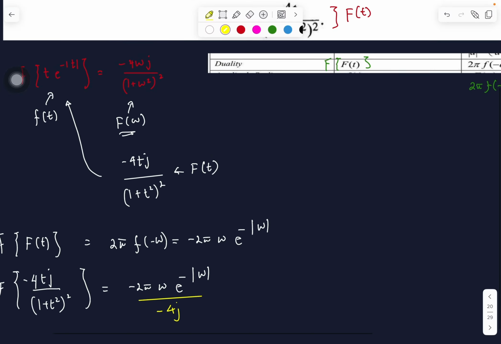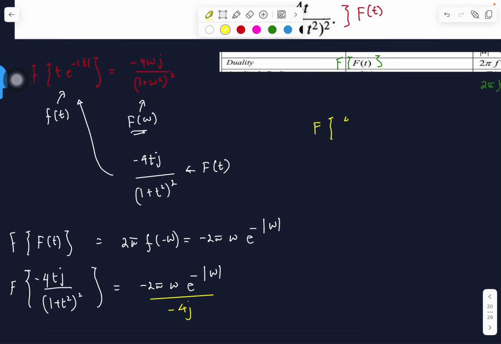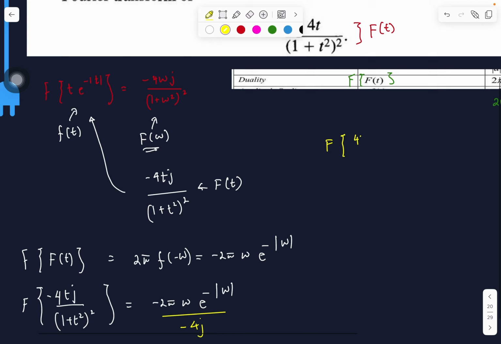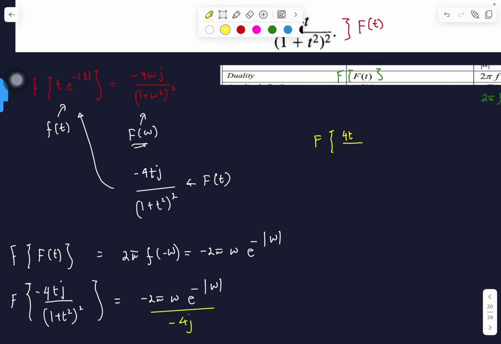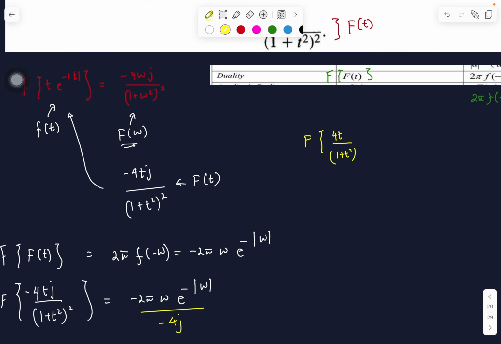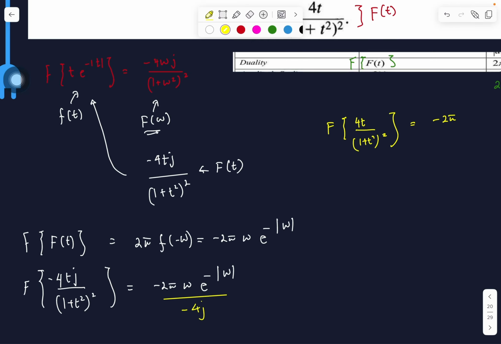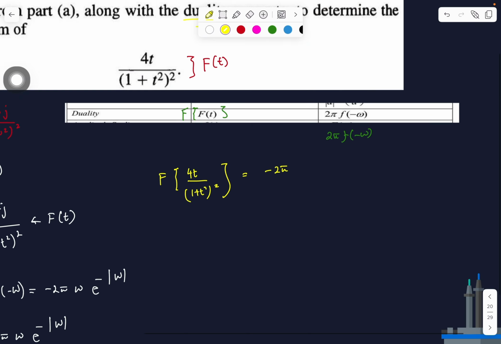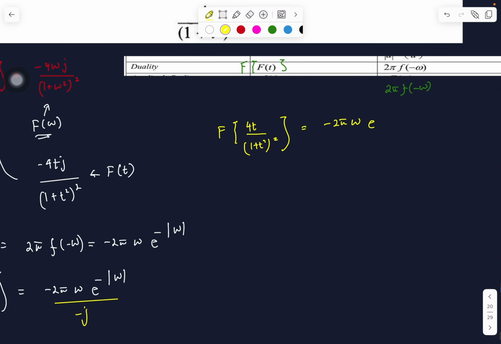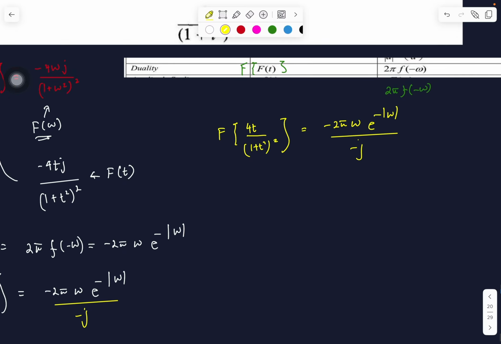So simply, the Fourier transform of 4t over (1 plus t square) all square is going to be negative 2 pi, the 4 is not there, sorry, so it will be over negative j: minus j 2 pi omega exponent negative omega over minus j, the minuses cancel, and we raise the j up so it becomes negative j like this.